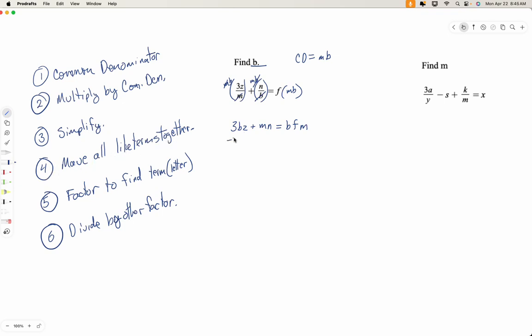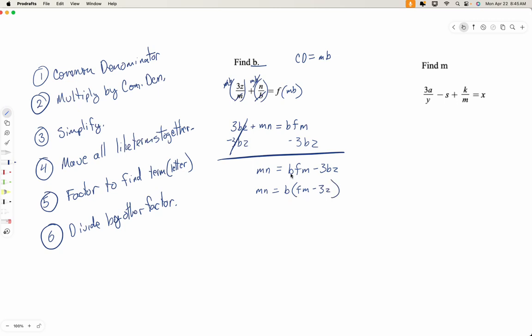So I'm going to move this over here. By subtracting it from this side, I have to subtract it from this side. So this cancels. So I have mn is equal to bfm minus 3bz. I'm going to factor b out of these terms, because this is the one I'm looking for. So I get mn is equal to b times (fm minus 3z).